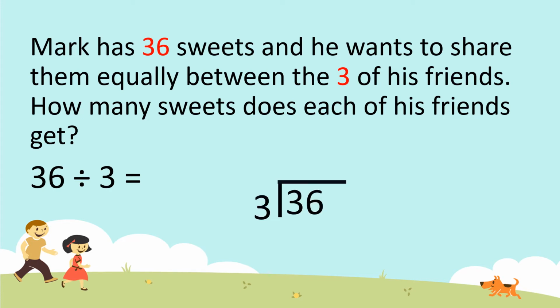To do the bus stop method, we will have to write the question down like this. Next, we will see how many times 3 goes into 3. 3 goes into 3 one time. So, above the 3 from 36, we would write 1. Next, we would see how many times 3 goes into 6. 3 goes into 6 2 times. So, above the 6, we would write 2. And there we have the answer. 36 divided by 3 is 12.